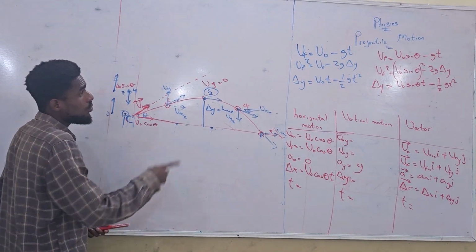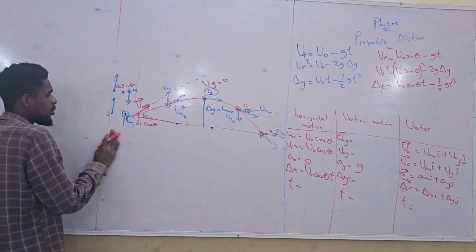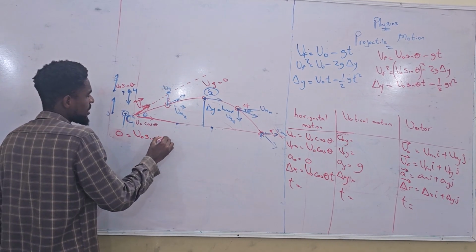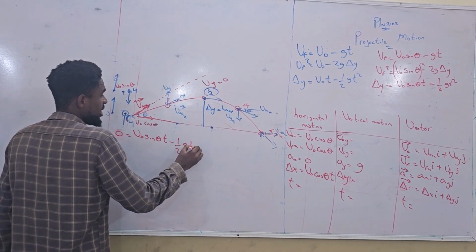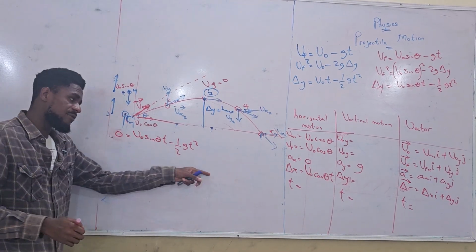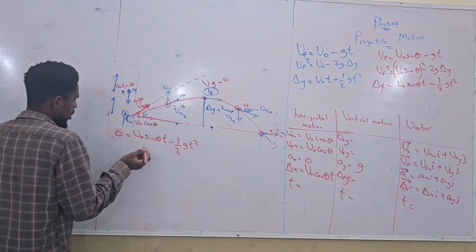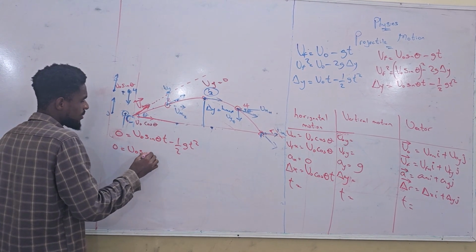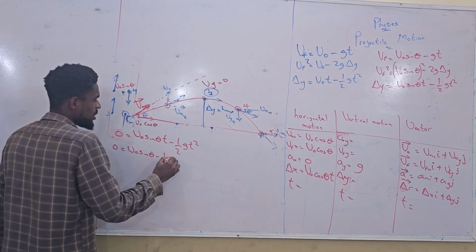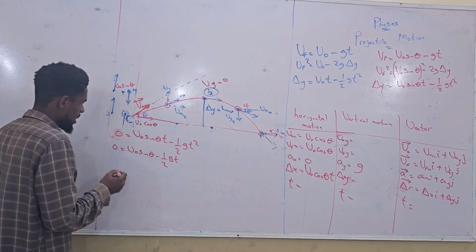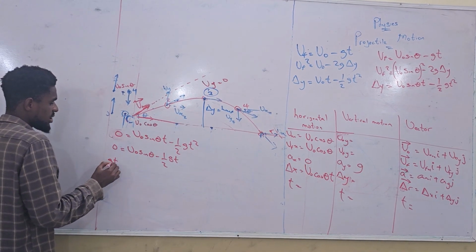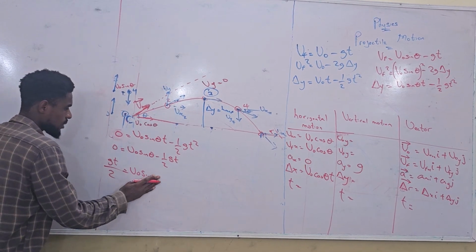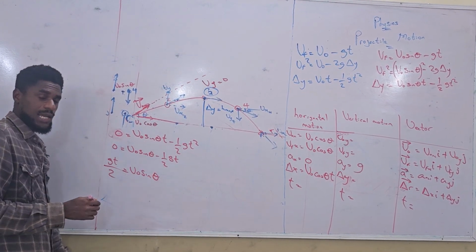All right, so now delta y is equal to 0. So 0 is equal to V naught sine theta t minus half g t squared. If I divide both sides by t, I'll have 0 is equal to V naught sine theta minus half g t. Take this to the other side, we have g t over 2 is equal to V naught sine theta.